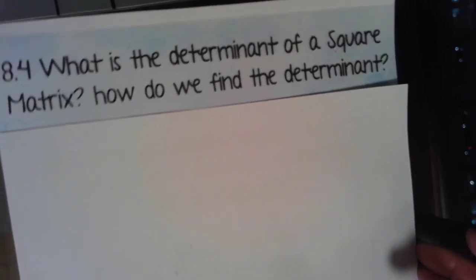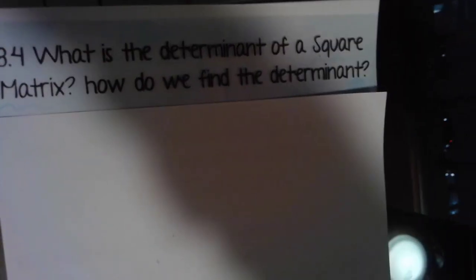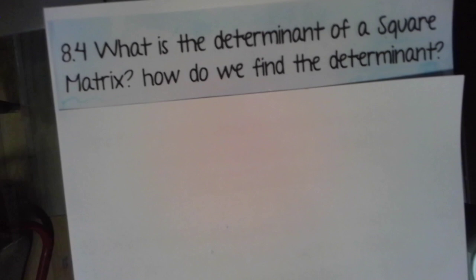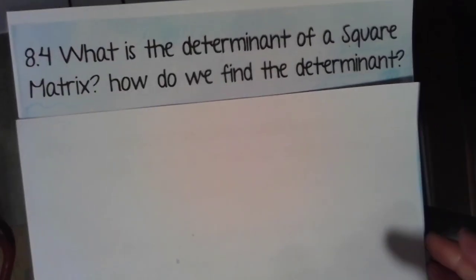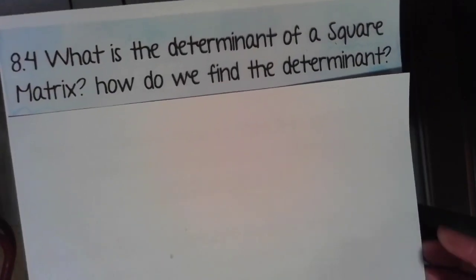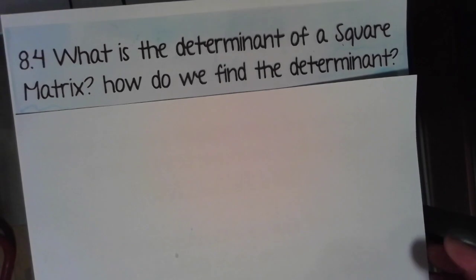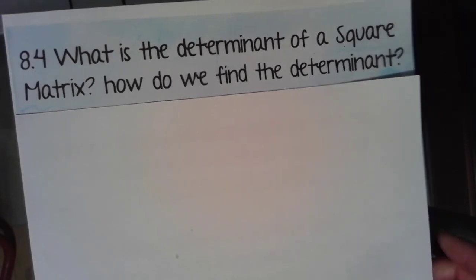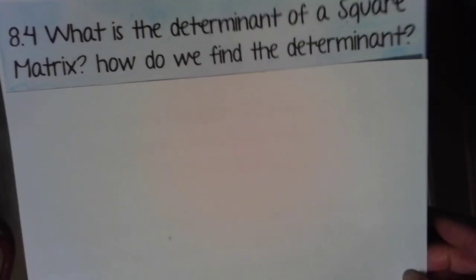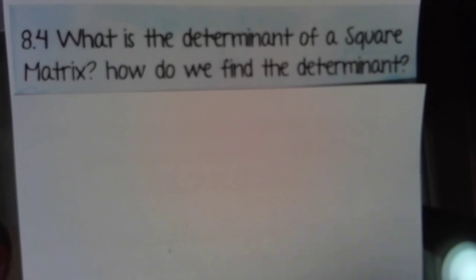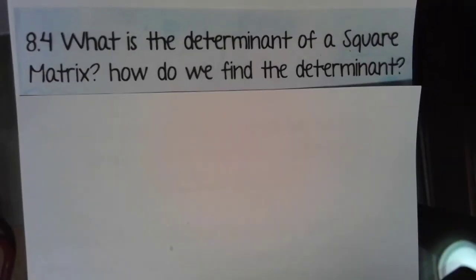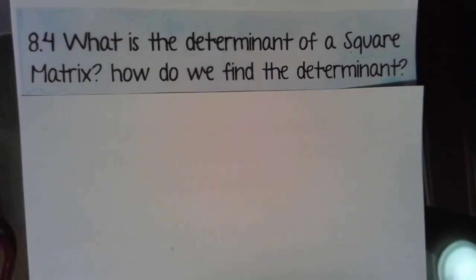Okay. What is the determinant of a square matrix and how do you find it? Make sure you're taking very good notes, and sometimes you may use a calculator, but not for this particular lesson, okay? So how do we find the determinant of a square matrix? Once again, square matrices are matrices that are n by n. The order is n by n, which means the number of rows and the number of columns are equal.